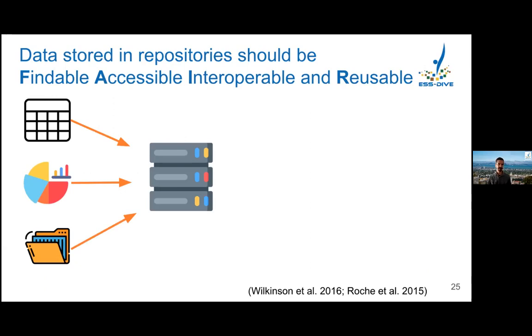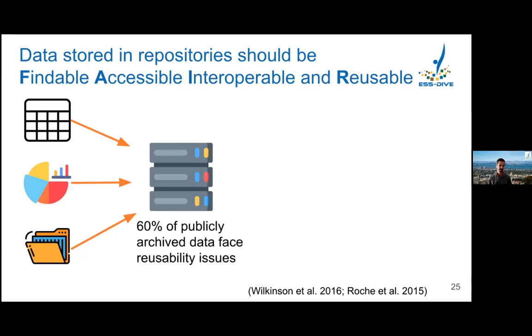The part of the FAIR acronym that's been the most challenging for scientists to address broadly is reusability. In other words, can another researcher not only locate and download your data, but understand that data and reuse it in their own analysis?